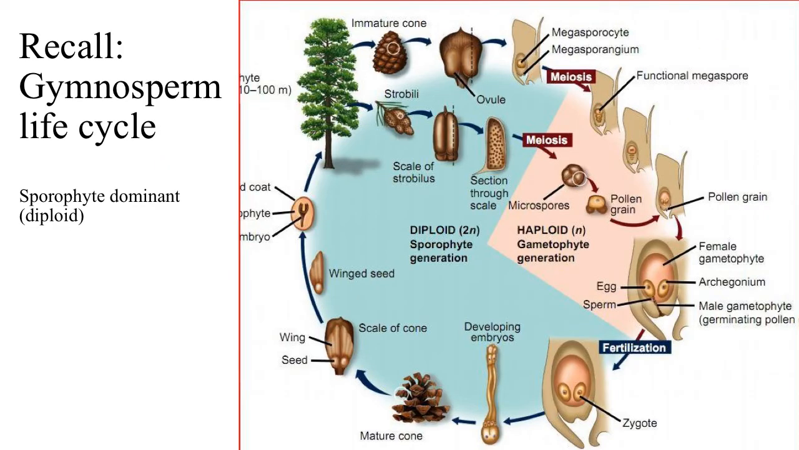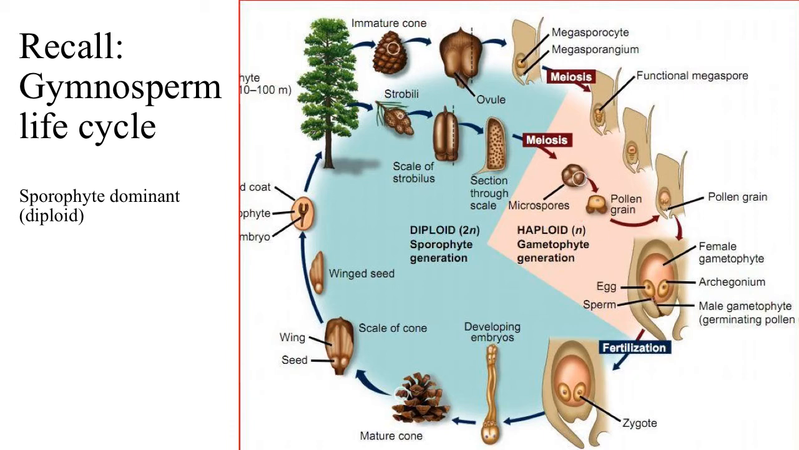Now, if you recall, we have spoken about the life cycle of a gymnosperm in the past. And we're going to take a little review of it. So let's start at the tree. We have a happy little tree, vascular, and there's two types of cones. We have a female cone that's going to be containing the sort of female reproductive parts, so the ovule, and we have a male cone that's going to be containing the male reproductive parts, so the pollen.